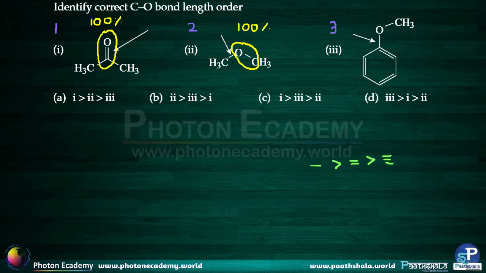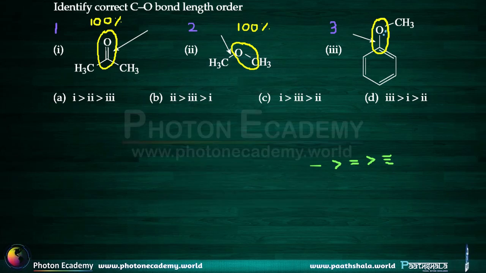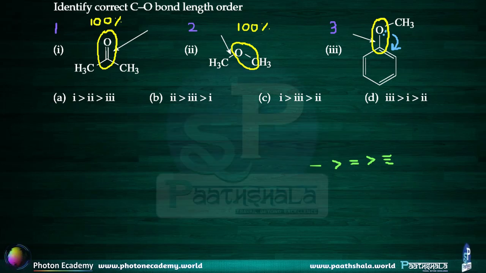Now when it comes to the third organic compound, we have a carbon oxygen single bond, but we have a benzene ring in the ether, and as we know, the oxygen atom is always going to have lone pairs. Now these lone pairs are going to enter into resonance with the benzene ring, thus affecting the bond length also. This is a carbon oxygen single bond, but the length is going to decrease as it will acquire a double bond character also due to the resonance.